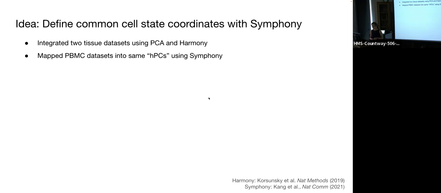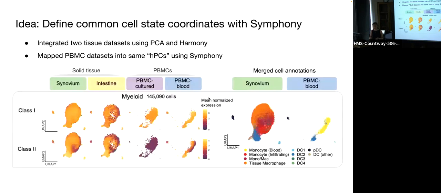And so this is where we found this to be a very good use case for reference mapping. So the idea here is we took the two tissue data sets and then integrated those cells using PCA and Harmony. And then we mapped in the PBMC data sets into the same harmonized principal components or HPCs using Symphony. So here's an example of what that coordinate space looks like with myeloid cells. Here we have the 4 different data sets, synovium, intestine, and the 2 PBMC data sets. Now all the cells from all the data sets are in the same space.